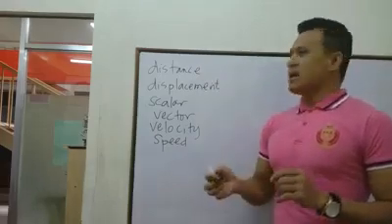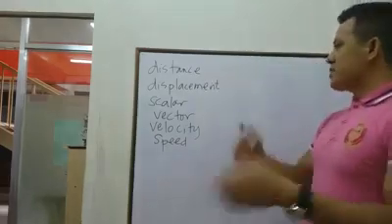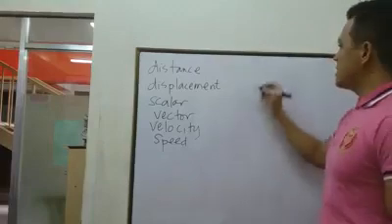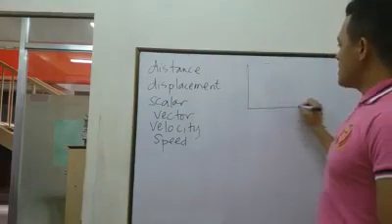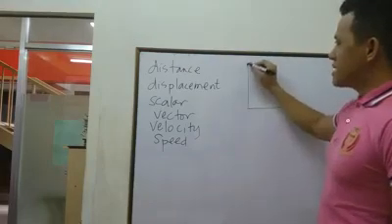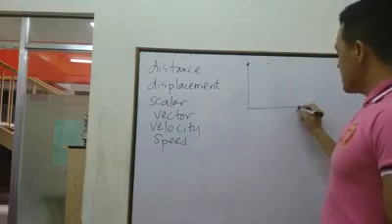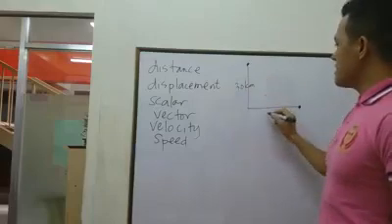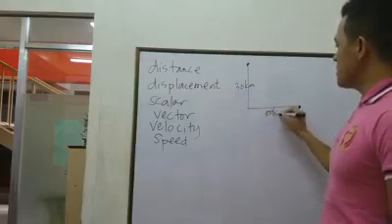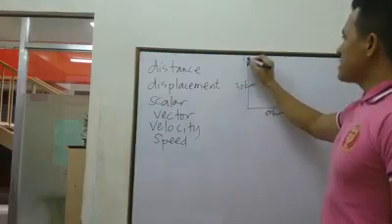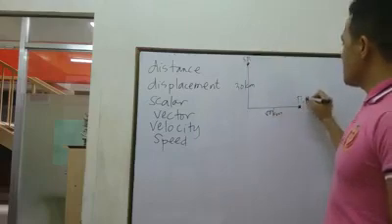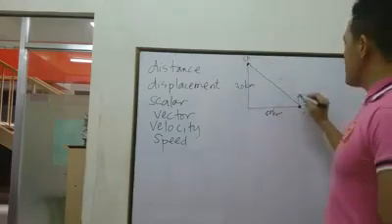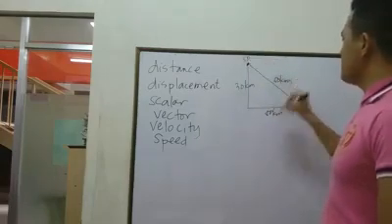Now let us have this one first. I'll just explain this one using its illustration. This is my starting point, and this is my terminal point. Let's say this leg is 30 kilometers, and then this one is 40 kilometers. And from the starting point to the terminal point, let's say it is 50 kilometers.